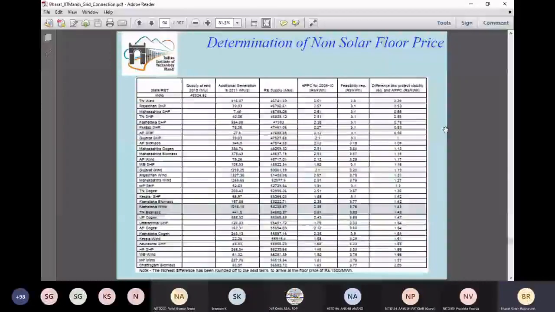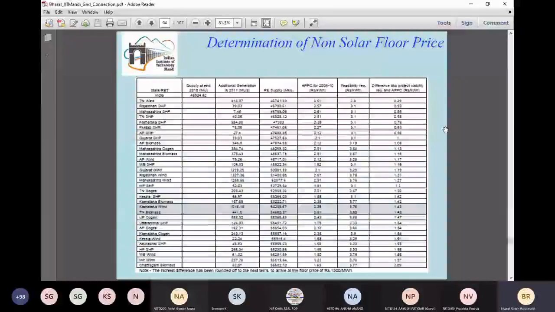Now let's see the fifth column. The fifth column is the average power purchase cost of the different states, which is also listed. Tamil Nadu wind's average power purchase cost in 2009-10, which is the previous financial year of 2010, is given as 2.51 rupees. And similarly, all other states are also there.